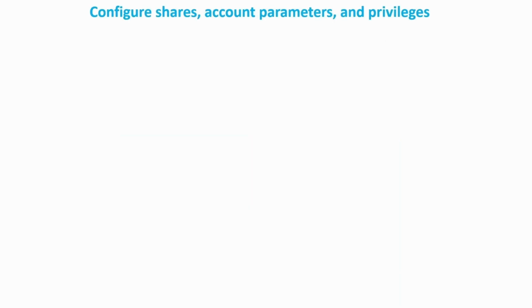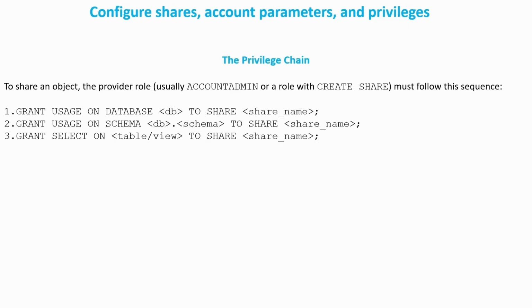Next up is configure shares, account parameters, and privileges. In that privilege chain, in order to share an object, the provider role should be account admin, or at least the role should have the create share privilege. Once either of these is valid, we just need to grant usage on the database and schema and select on the table or view to the share which we are having.